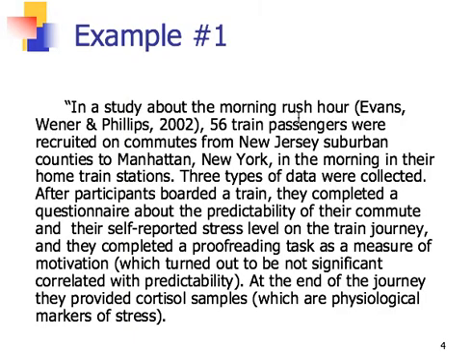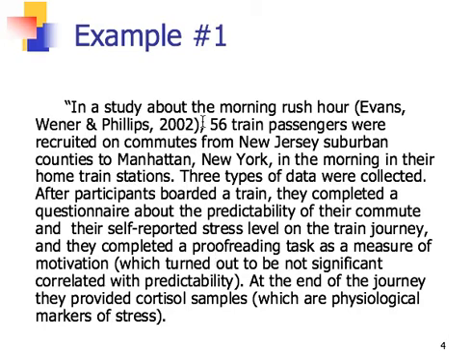So in this example, we write a paragraph about one study that we're citing. In a study about the morning rush hour, and then you see the citation, Evans, Weiner, and Phillips, 2002, 56 train passengers were recruited on commutes from one place to another at a certain time. Blah, blah, blah. Three types of data were collected. Now you'll see we're talking about the method. So this is kind of how you craft the paragraph when you're doing an in-text citation.